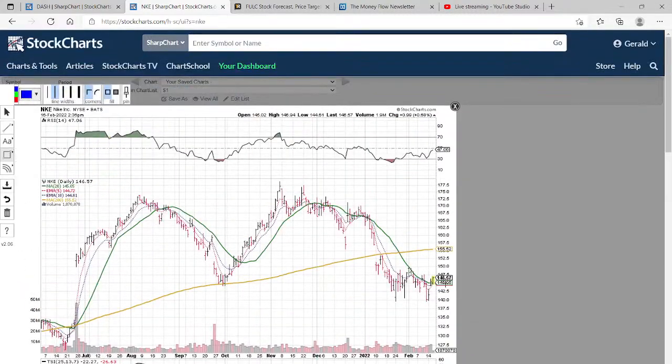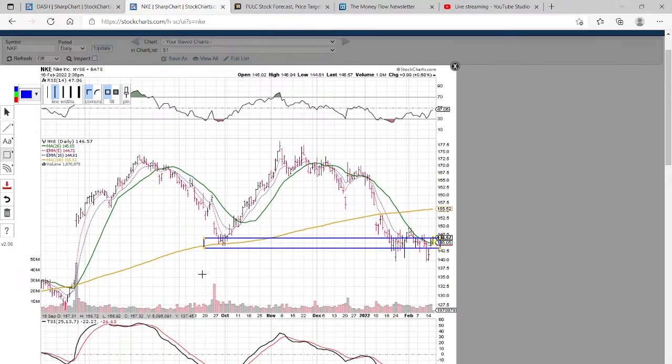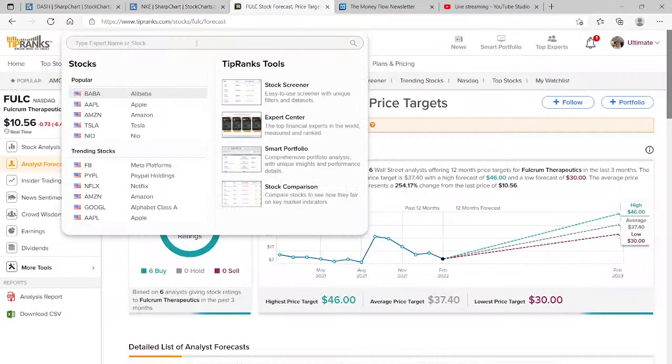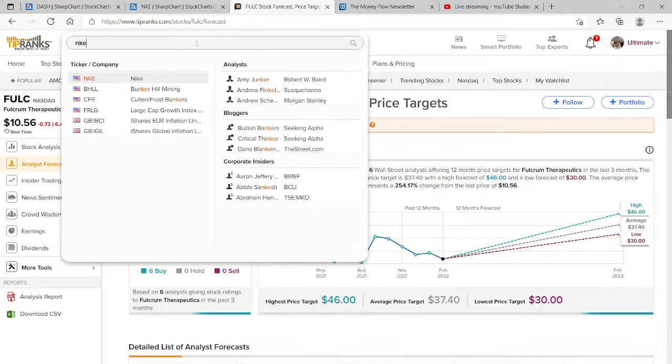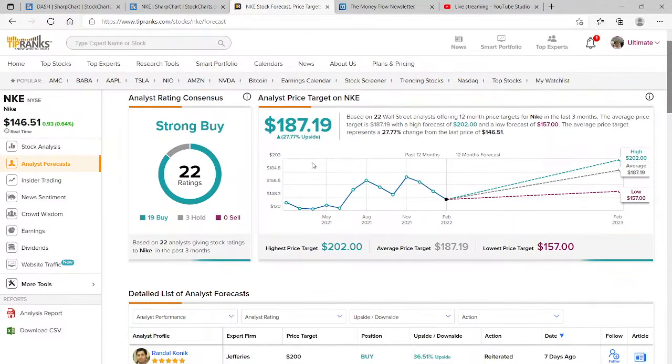We got our box. Has price ever stopped here before? Yes, it has. Where's our previous high? Right around in here? Man, it's not perfect science, right? What do we think Nike's worth? This was just what I wanted to use for an example. And then if you make some money, you'd come trade with me.